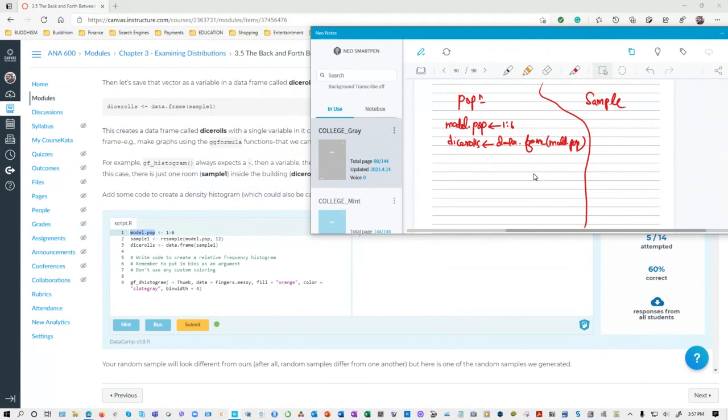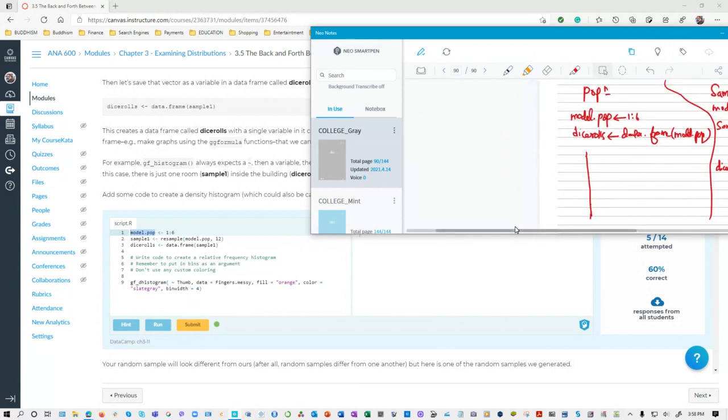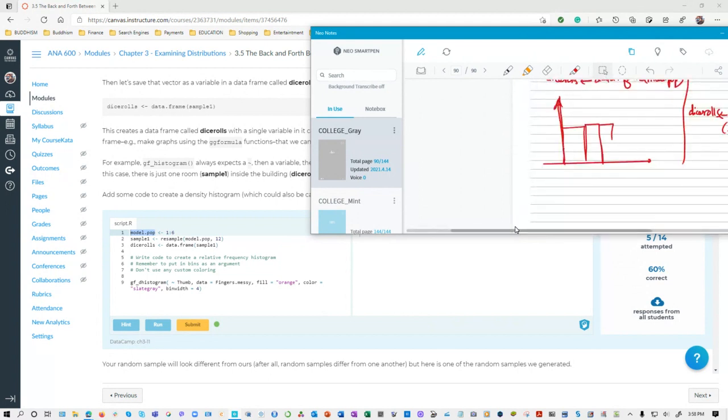Now in this setting, if you go to the sample again, you have model pop, 1 to 6 numbers. From that one, you're going to pick a sample. How do you pick a sample of size 12? Resample function: you go to model.pop, comma 12, and this is assigned to sample1. Then I'm going to put sample1 into a data frame and call it dice rolls again. Data frame, I'm going to put sample. That's what I'm talking about. And then here you're going to draw the histogram, using the data frame. If you draw the relative histogram, you have this kind of graph, you can remember.